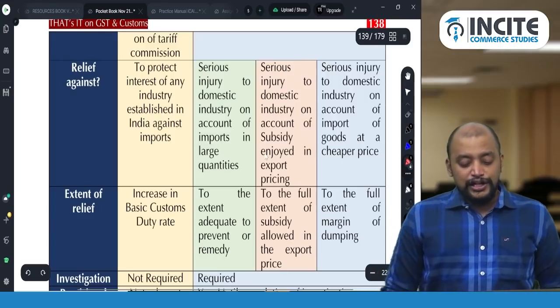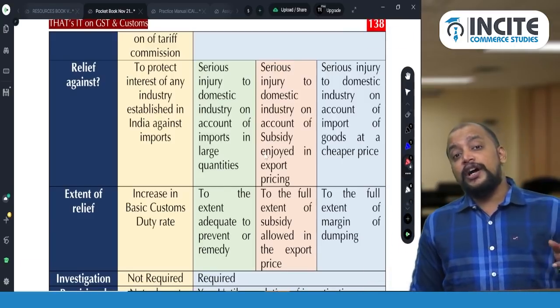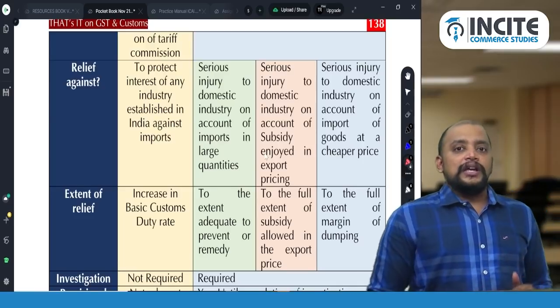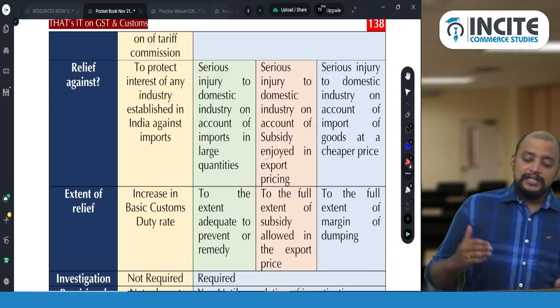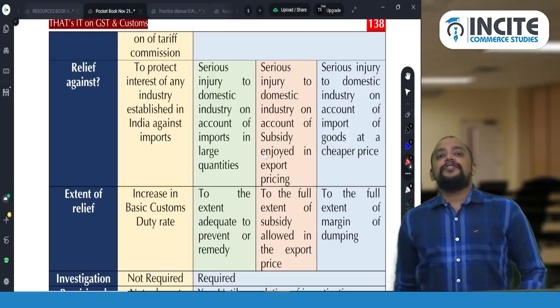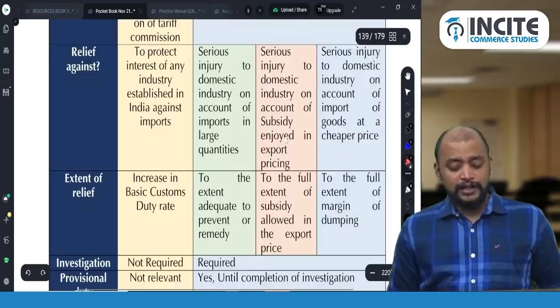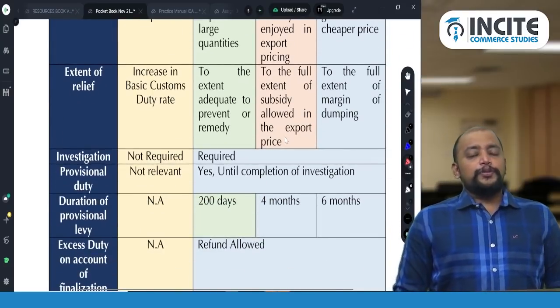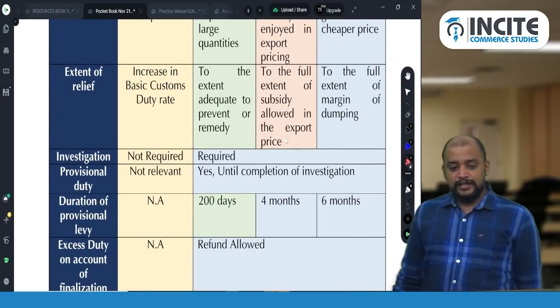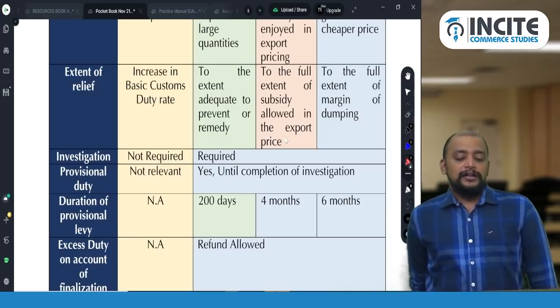So serious injury to the domestic industry on account of subsidy enjoyed in the export pricing. Then anti-dumping duty: serious injury to the domestic industry on account of import of goods at a cheaper rate. That is this. What is the extent of relief? Protective duty is increase of basic customs duty, safeguard duty to the extent adequate to prevent or remedy.